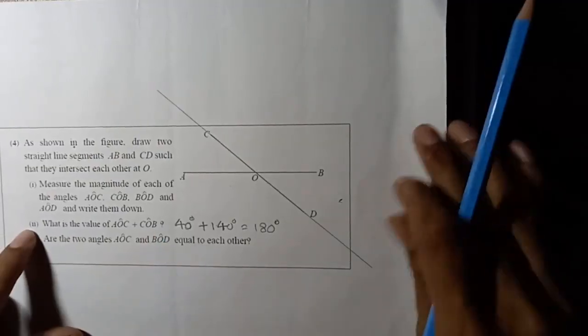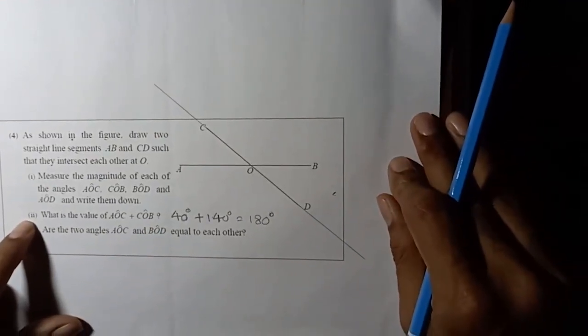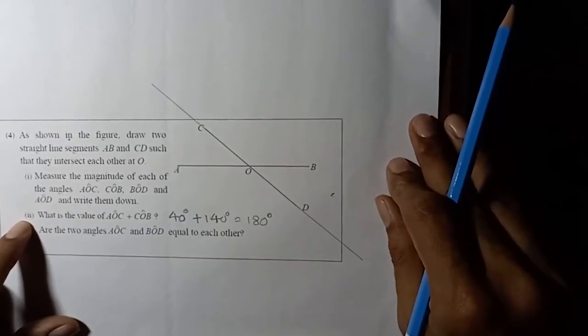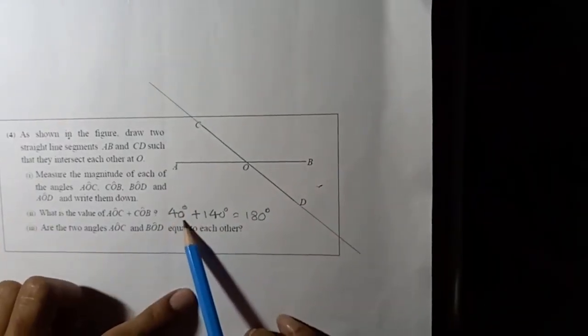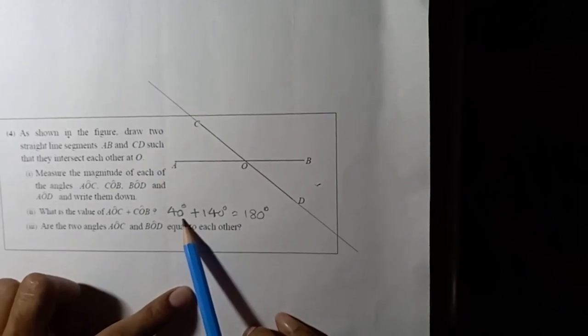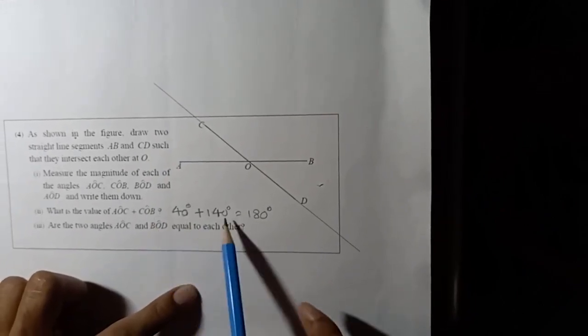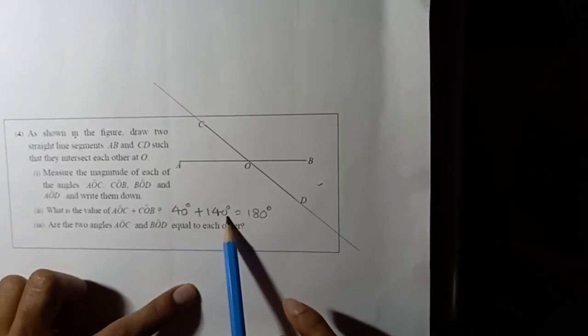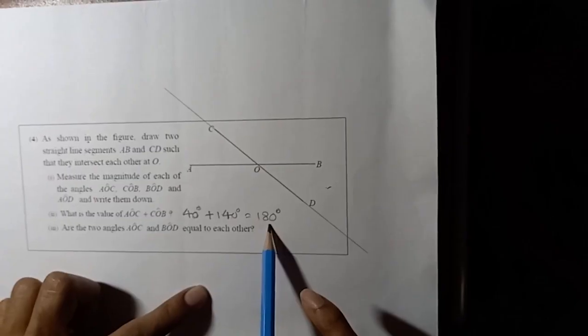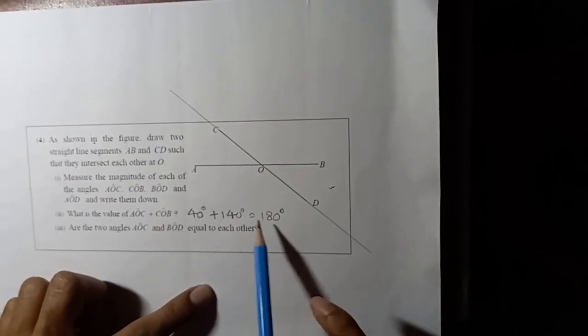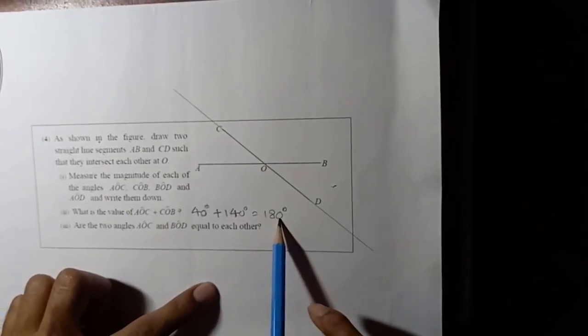Okay, so in the second part they are asking what is the value of angle AOC plus angle COB. So we know AOC, the magnitude is 40 degrees. COB, the magnitude is 140 degrees. So when we add those two together, we get 180 degrees. So the answer for the second part is 180 degrees.